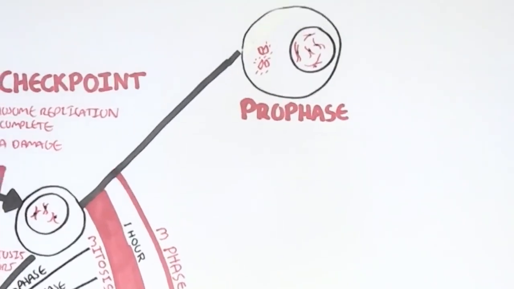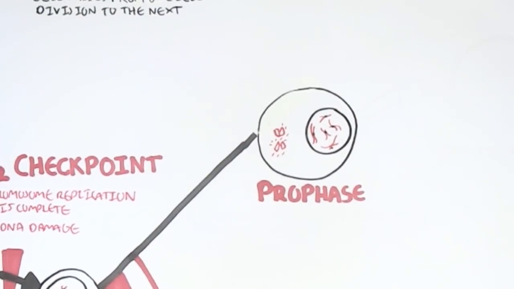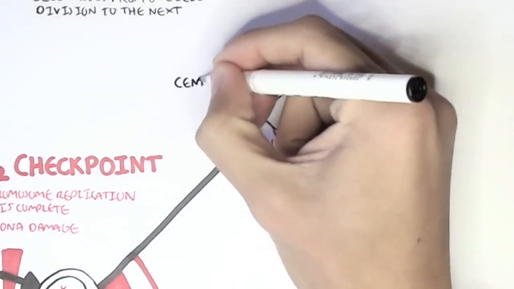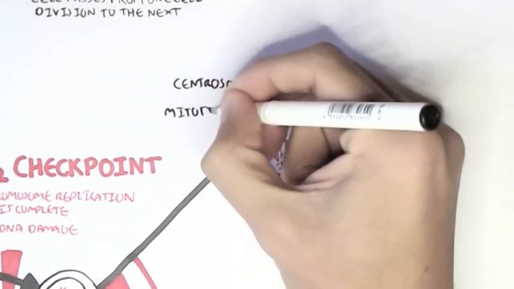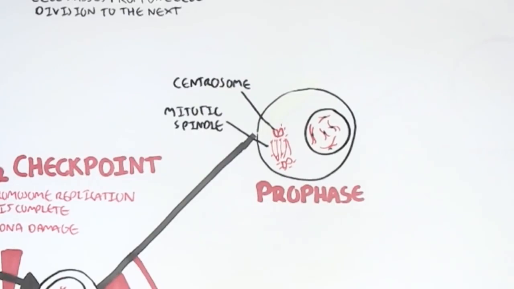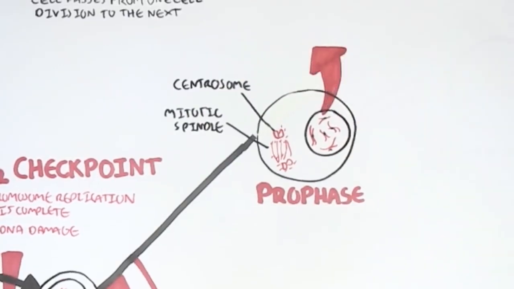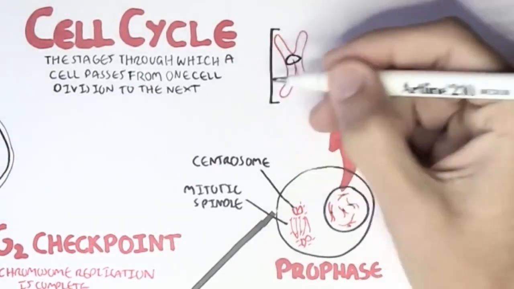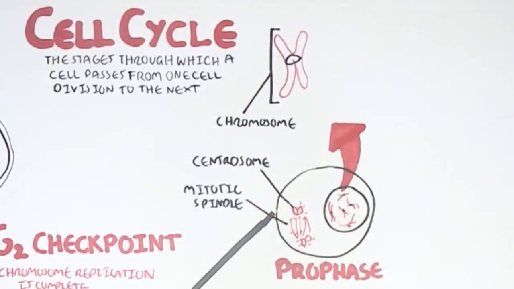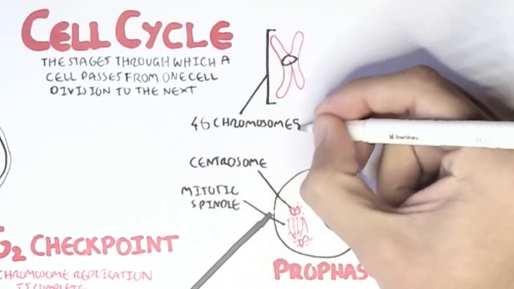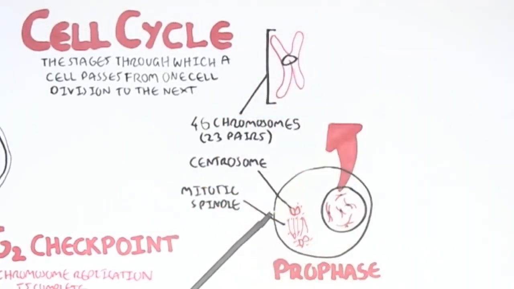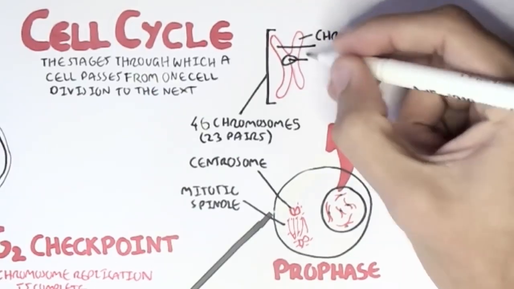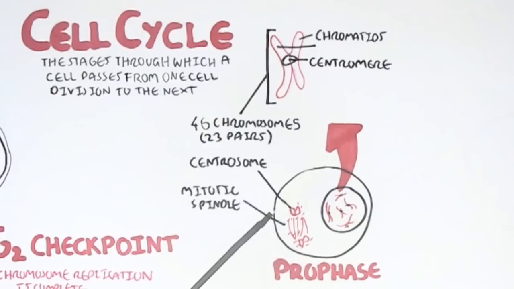Just recapping what we see in prophase, we have the centrosomes, those important structures for cell division. They begin forming what's called the mitotic spindle. Looking at the genetic material of the cell during prophase, it will have 46 chromosomes, or 23 pairs of chromosomes, with 92 chromatids, because one chromosome has two chromatids.